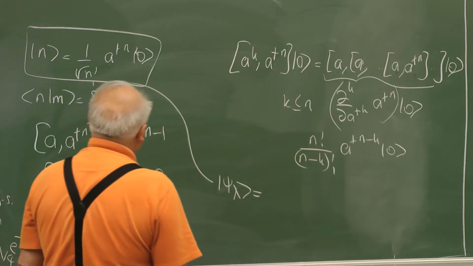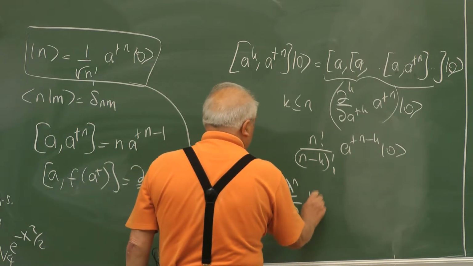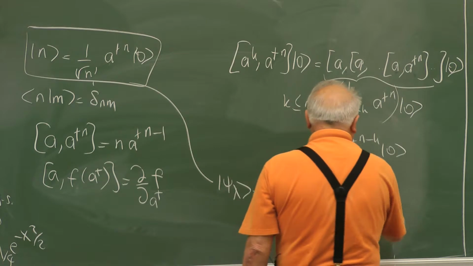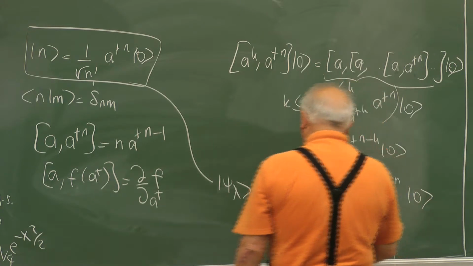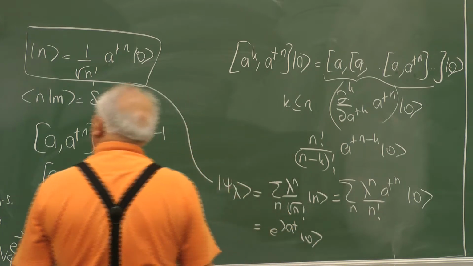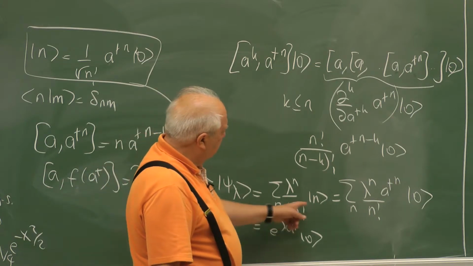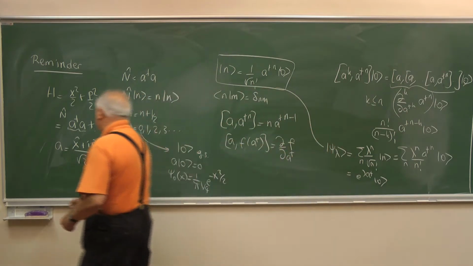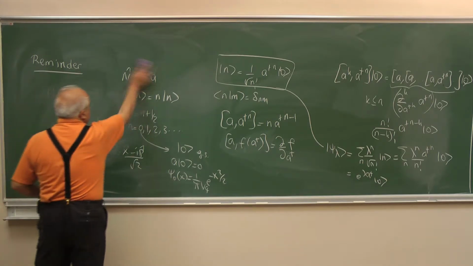We constructed this generating function, the sum over n of lambda to the n over root n factorial times |n>, which is the sum over n of lambda to the n over n factorial, a dagger to the n acting on |0>, which is nothing but e to the lambda a dagger on |0>. And this is a generating function of all the harmonic oscillator states. So one can use them for many practical purposes, which we did, which I will not repeat, but just remind you.